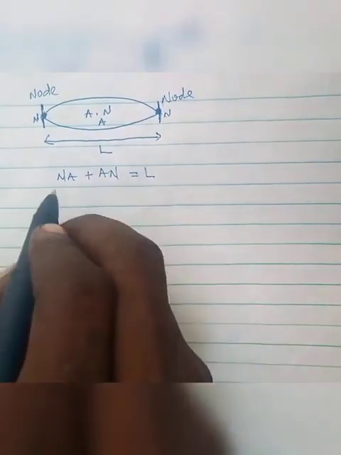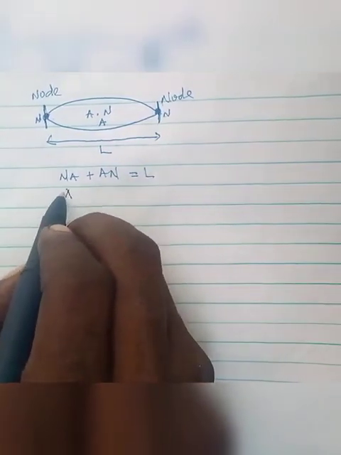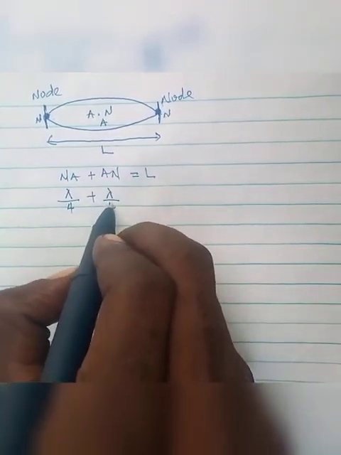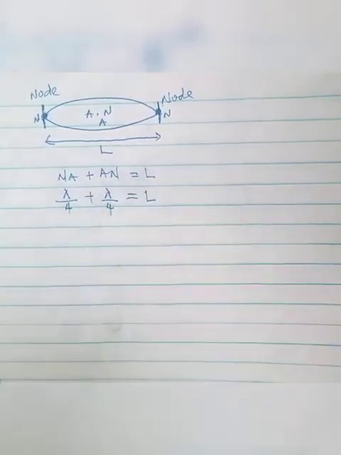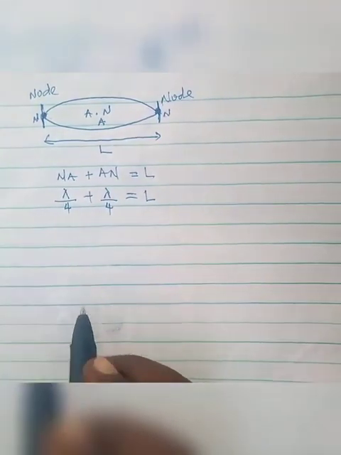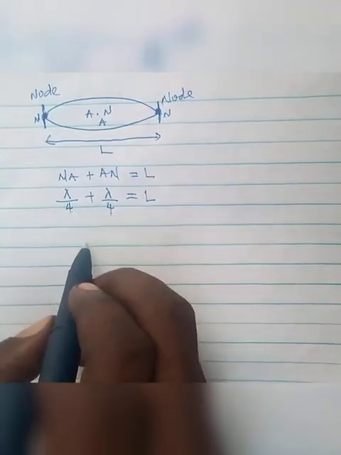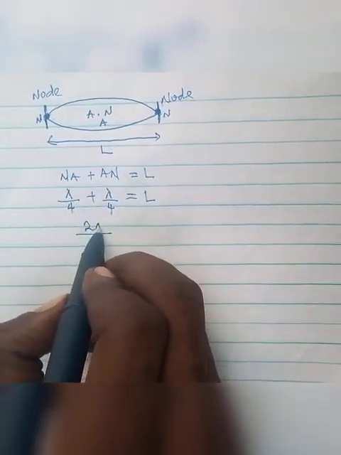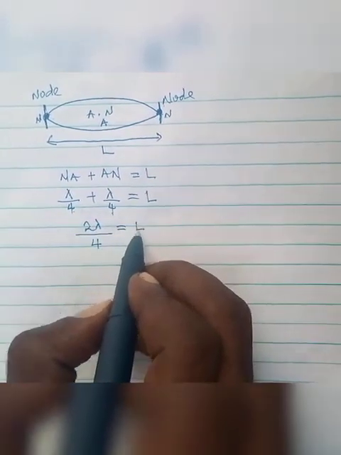Alright, so every node to antinode is lambda divided by 4. Just keep that in mind. Plus another lambda over 4, and this is equal to the length of the pipe. So they have the same denominator. Just pick one of them and add lambda plus lambda. That will be 2 lambda, and this is equal to L.